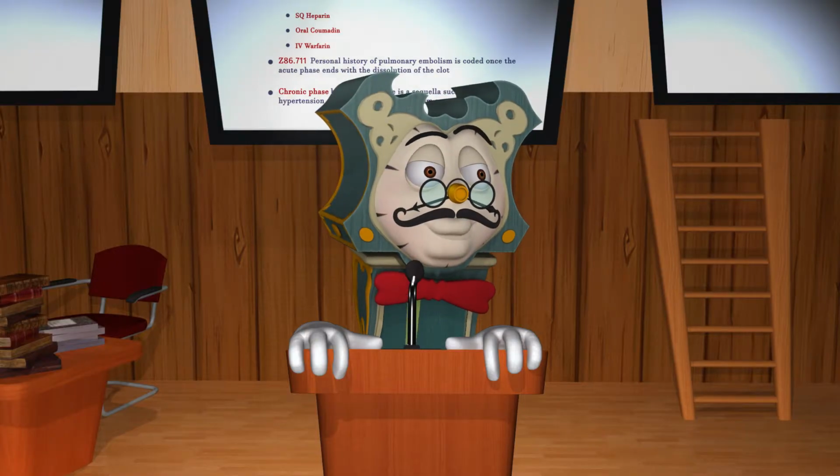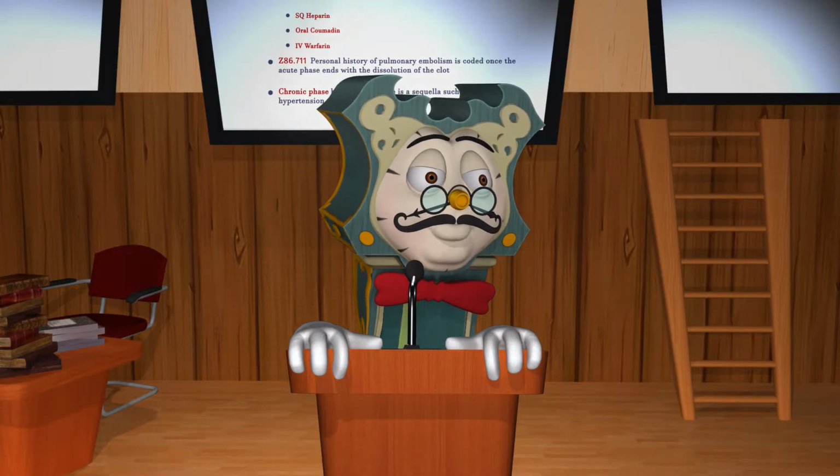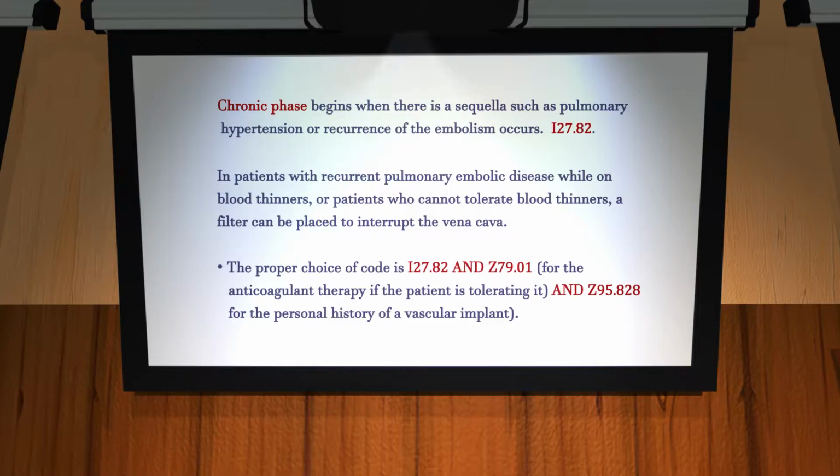But Professor, what happens if the embolism comes back or leads to pulmonary hypertension? In patients with recurrent pulmonary embolic disease while on blood thinners, or patients who cannot tolerate blood thinners, a filter can be placed to interrupt the vena cava, the function of which you should all be familiar with. This then is the chronic disease state for which the proper choice of code is I-27.82 and Z79.01 for the anticoagulant therapy, if the patient is tolerating it, and Z95.828 for the personal history of a vascular implant.